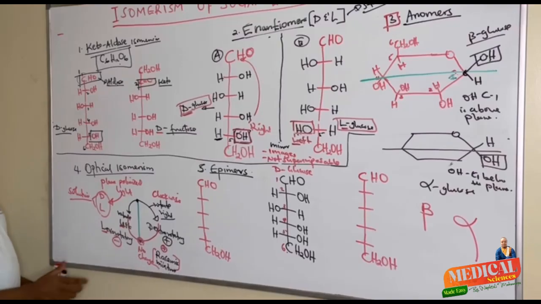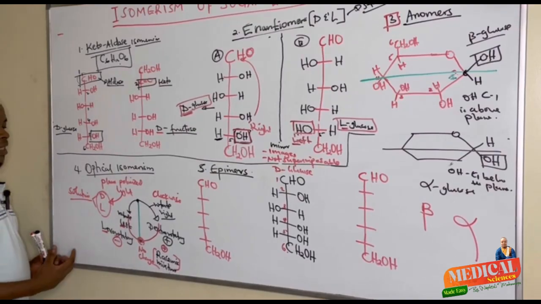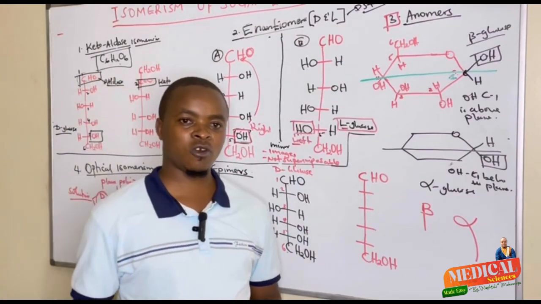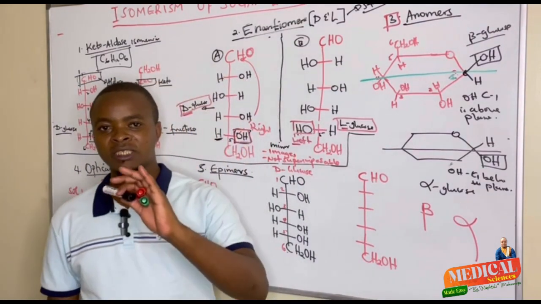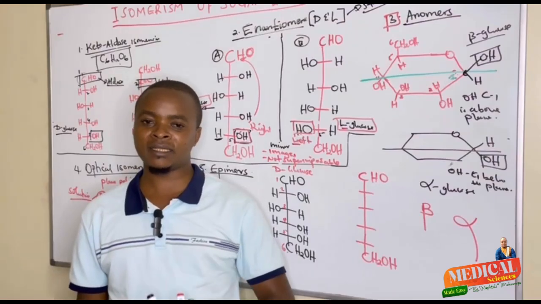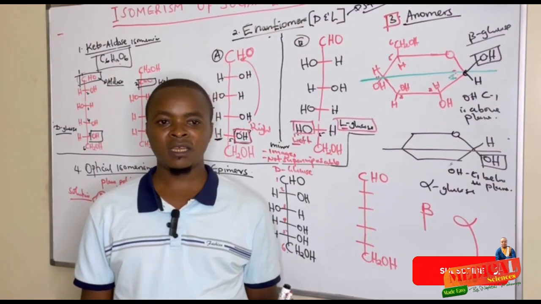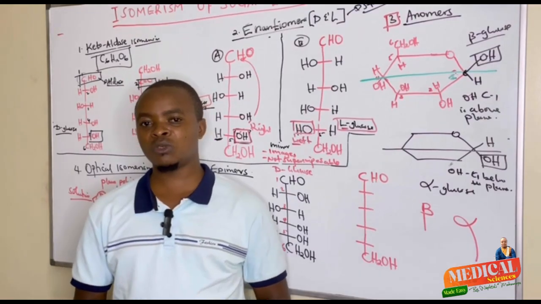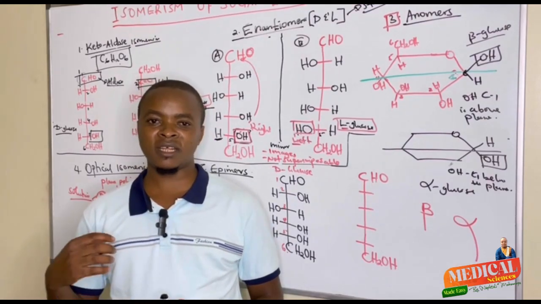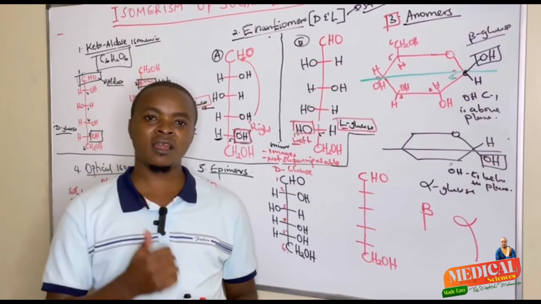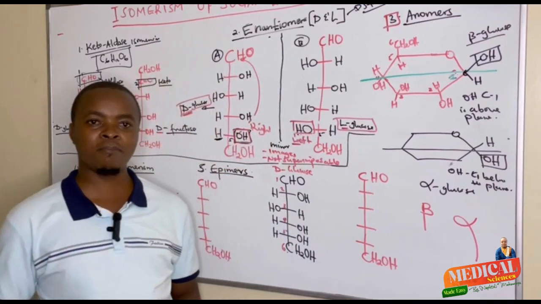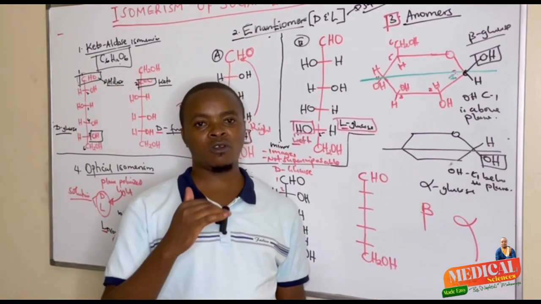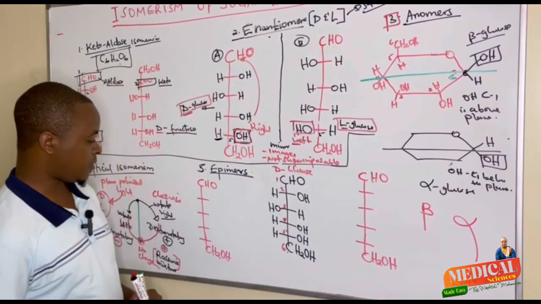So this is what we call optical isomerism, with substances like D and L glucose, which exhibit optical activity. When we subject them to plane polarized light, some move clockwise, that is dextrorotatory, and they are positively charged. And those which move anti-clockwise, that is on the left, are known as levorotatory. Always remember that because left begins with L, even the word levorotatory begins with L.